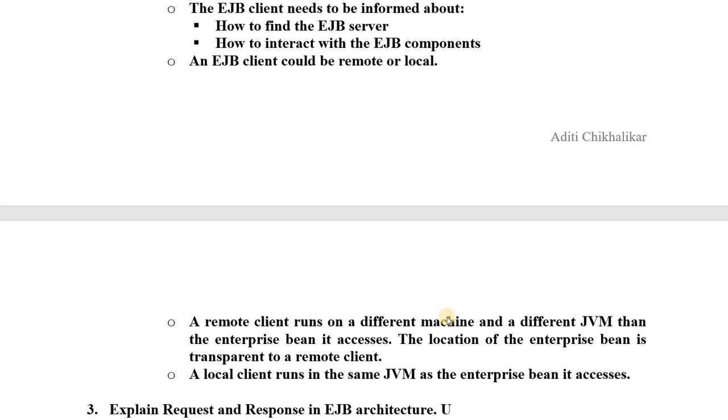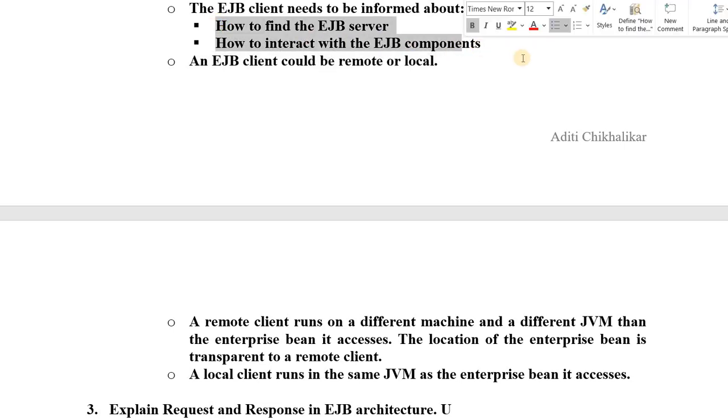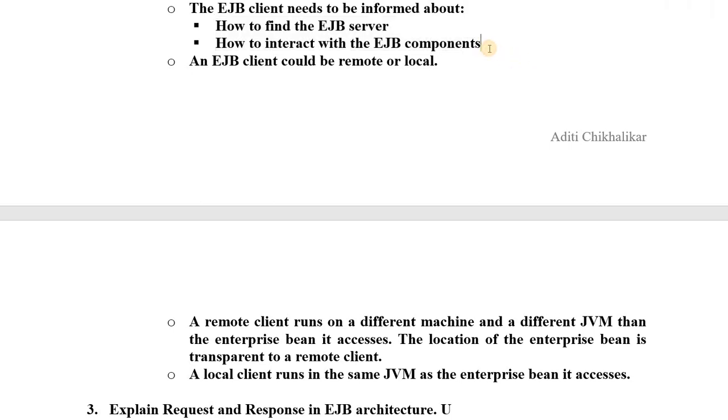A remote client runs on a different machine and a different JVM than the enterprise bean. So the location of the enterprise bean is transparent to the remote client. The remote client does not know where the enterprise bean is located, but still it can access it. A local client runs on the same JVM as the enterprise bean, so the client and the bean are on the same machine. Whenever the client wants to access the bean, it needs two things. One, it needs to find your EJB server, and it should know how to interact with the EJB components.